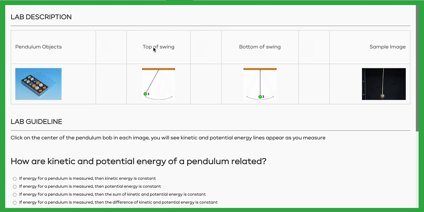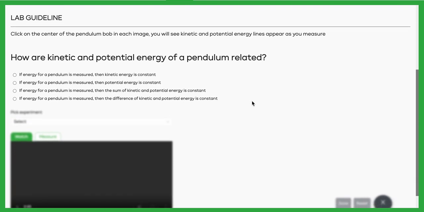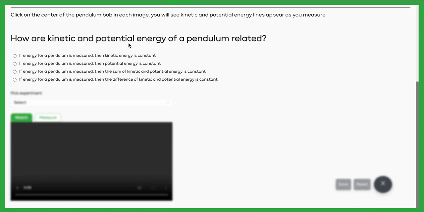So first, there's a lab description showing how a pendulum swings, something about the objects we're going to use, and a sample of what a pendulum looks like. The guideline talks about clicking on the center of the pendulum in each image, so you're going to see these kinetic and potential energy lines appear as you measure. Now, there is some calculation going on here inside the system that takes your clicks and turns them into energy.